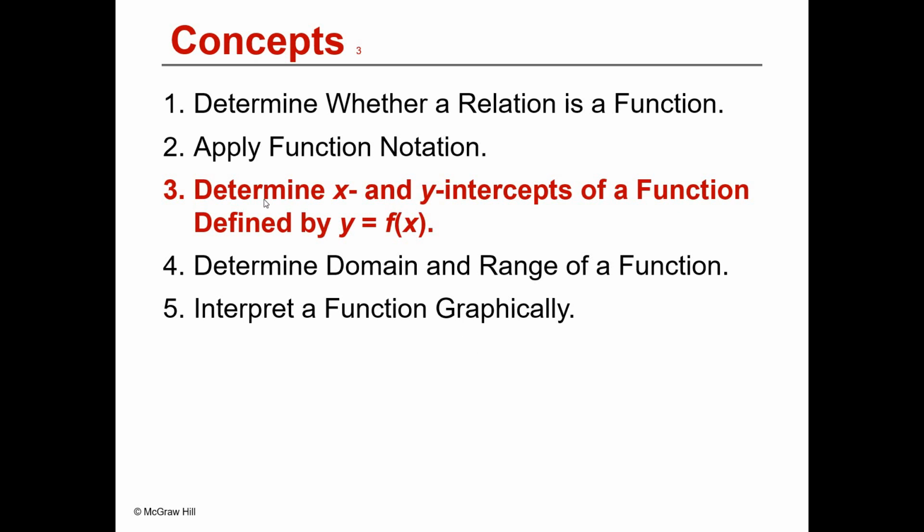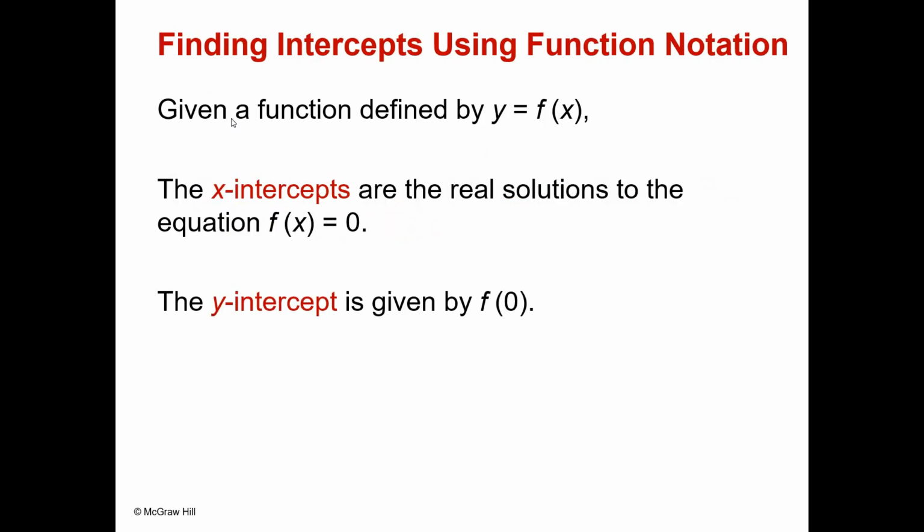In the third part, we're going to determine the x and y intercepts of a function. X-intercept means whenever this function cuts the x-axis, at this point will be the x-intercept. For the y-intercept, this is where the function cuts the y-axis. The point that represents the function where it cuts the y-axis is called the y-intercept.